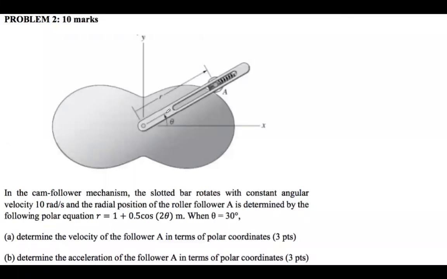Now in this problem, as you can see, I'm giving you a cam follower mechanism. In the cam follower mechanism, a very important mechanism, the slotted bar rotates with a constant angular velocity of 10 radians per second. So the angular velocity theta dot is constant, 10 radians per second. If theta dot is constant, that means the second derivative, theta double dot, which is the angular acceleration, is 0. Simple.